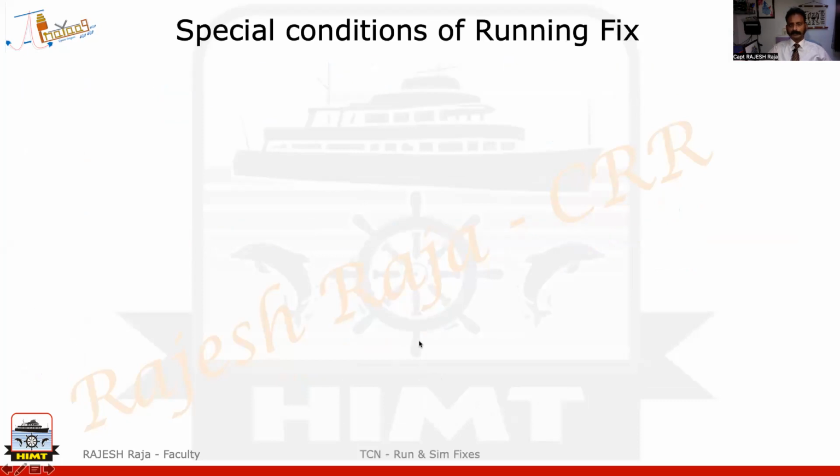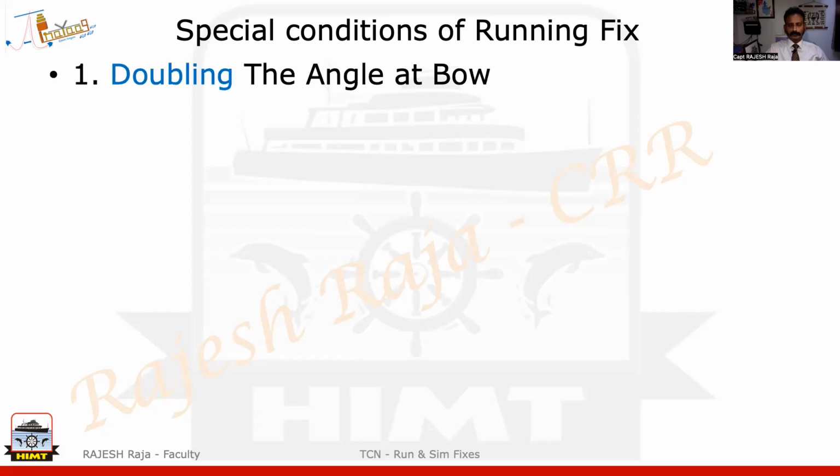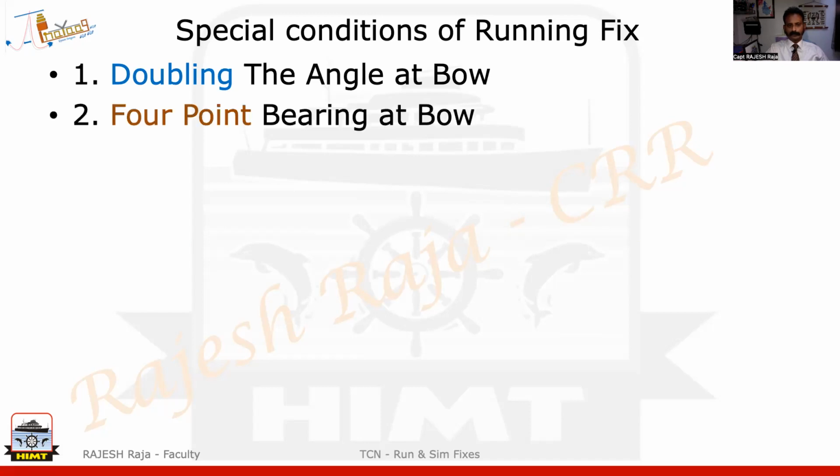I call this special condition of running fix. You can say that there are around three cases of special conditions, but I'm going to deal with only two cases here. I'm going to name the first of them as doubling of angle at the bow, and the second one can be called the 4-point bearing at the bow. Both of these are special conditions.